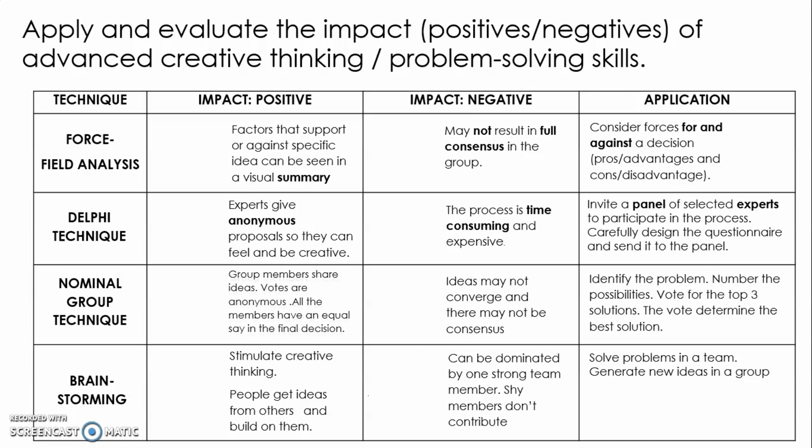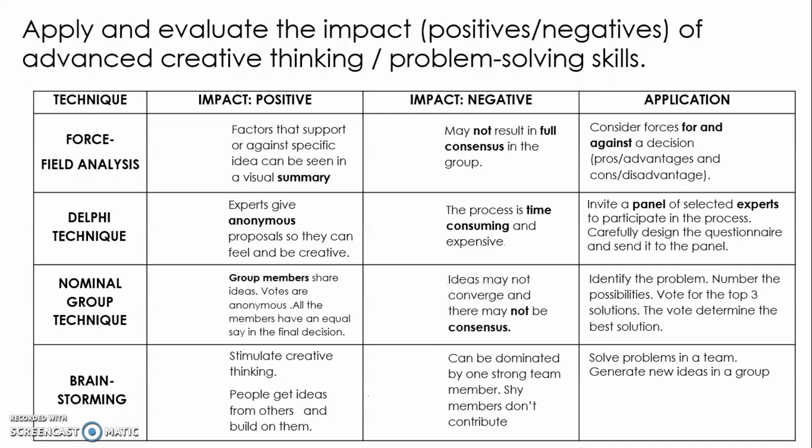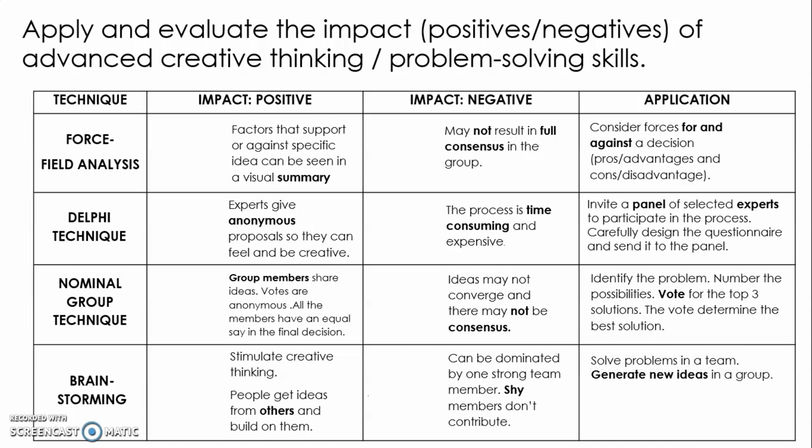For nominal group technique, it is group members for the positive, no consensus or there not being consensus for the negative of the nominal group technique, and vote for the application. For brainstorming, the keywords are others for positive, shy for negative, and generate new ideas for the application. Let's look at some images that can help us remember this content.